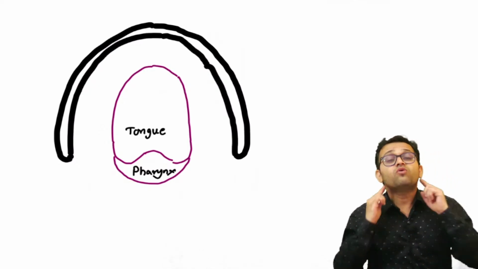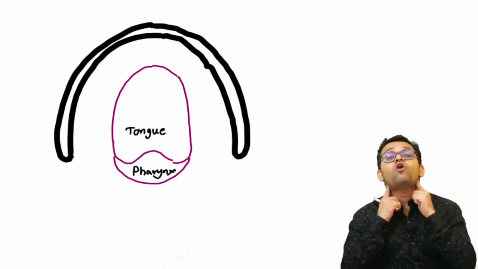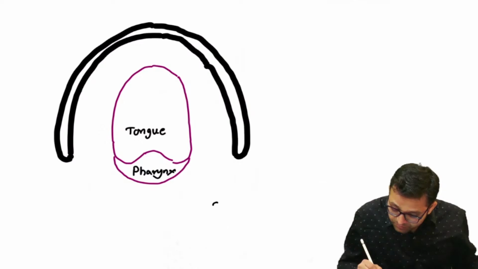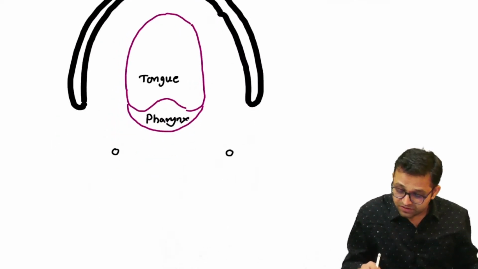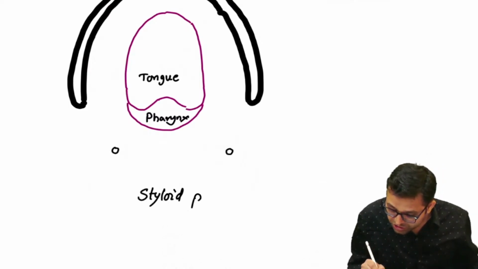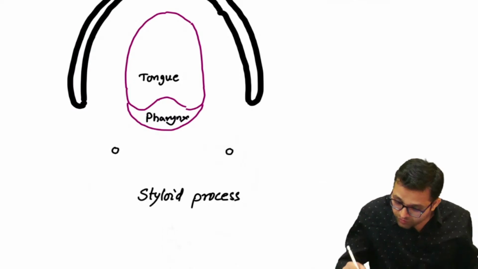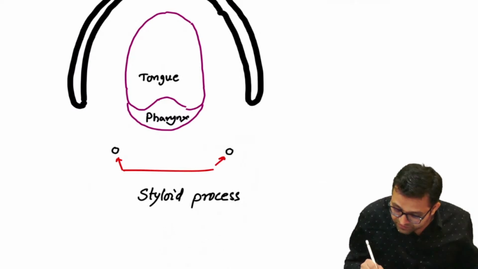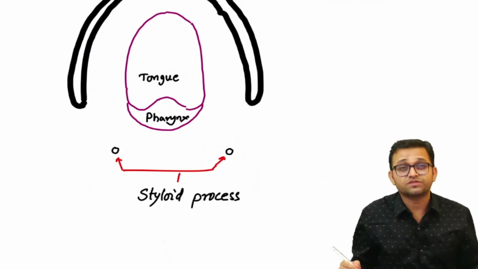Agree? Now you're looking in transverse section. So on each side, there is a location of what process? Styloid process. These are our right and left styloid process.